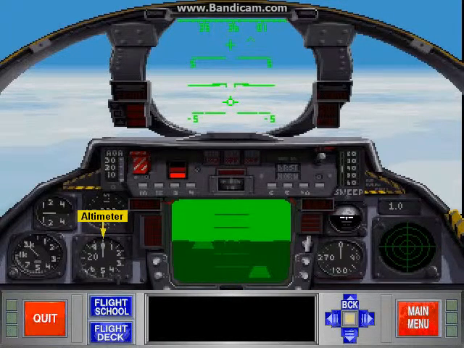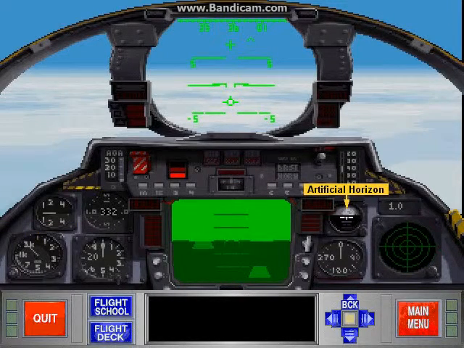The altimeter measures your above sea level altitude in hundreds and thousands of feet. Above sea level altitude is not necessarily the same as the height of the aircraft above the ground. Above sea level altitude is a constant, while above ground level altitude changes depending on the elevation of the ground beneath you. Above ground level altitude is measured by the radar altimeter.